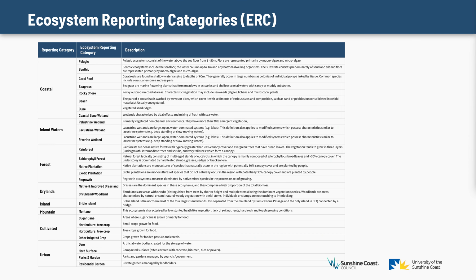It's important to note that the mapping method seeks to assign all areas within the Sunshine Coast region to one ecosystem reporting category. For example, even roads are assigned to a category. In that case, the category is called hard surfaces. You'll note that the ecosystem reporting categories extend into the nearby ocean environments, since many important functions are performed there.